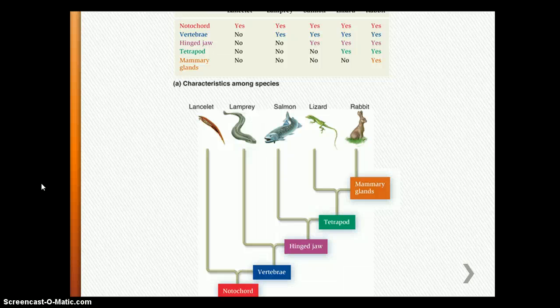and after that, you start seeing the vertebra and the hinged jaw and being a tetrapod, and on the very right are the rabbits having the mammary gland. And you can see the rabbit is all the way to the right because it does have mammary glands. It is a tetrapod. It has a hinged jaw. It's a vertebrate, and it has a notochord. While a lizard, for example, doesn't have mammary glands. And the less you have, the farther to the left you would be, for example.